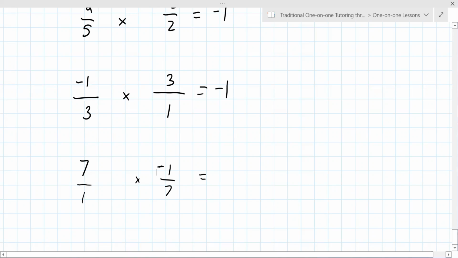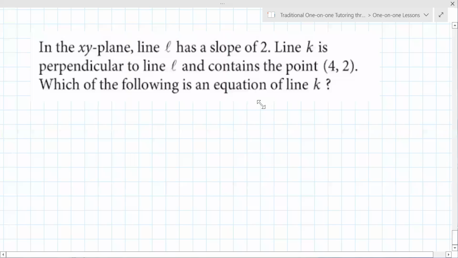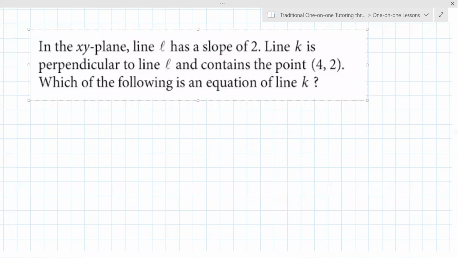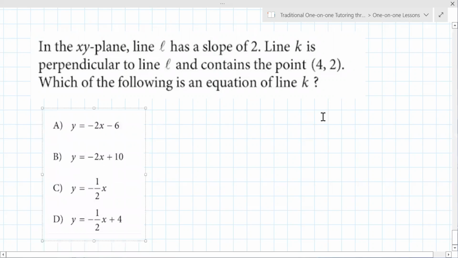So when I snip and post this next question, I want you to figure out right away what the perpendicular slope is. Go ahead and read that and tell me what the perpendicular slope is, please. In the XY plane, line L has a slope of 2. So it'd be -1/2. Okay, so which of these lines has a slope of -1/2? C and D. Okay, good.